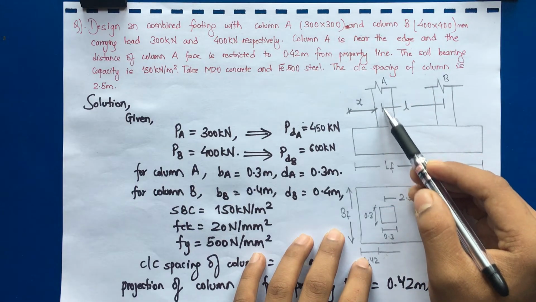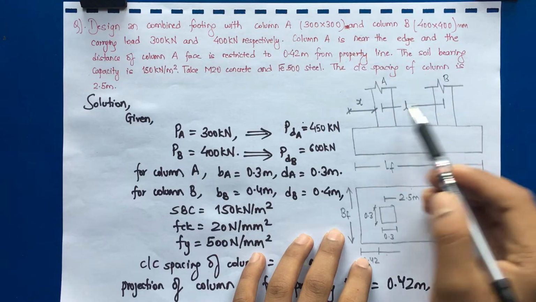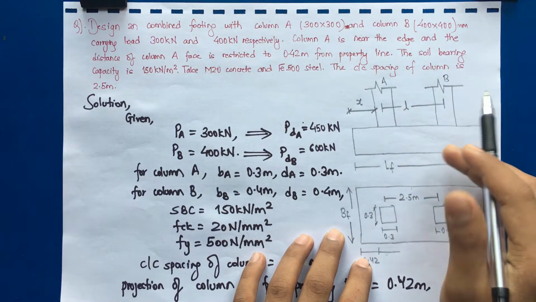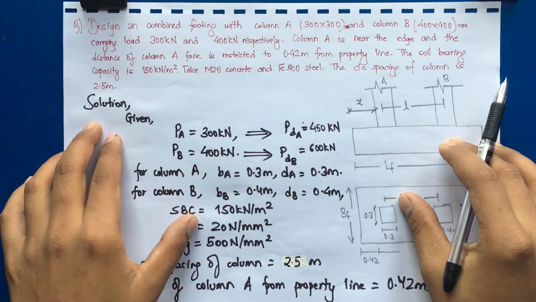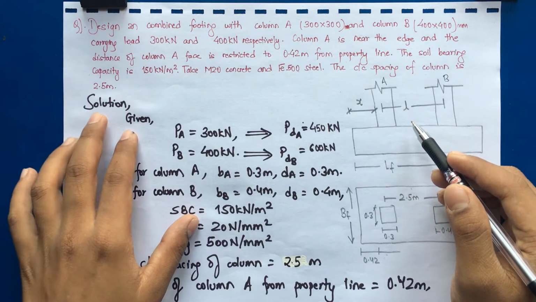So this is a column and this is another column. The distance between these two columns is 2.5 meter. So these are the given data. So let's start with the solution.